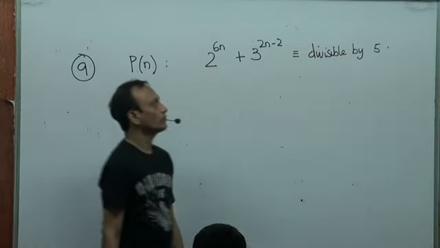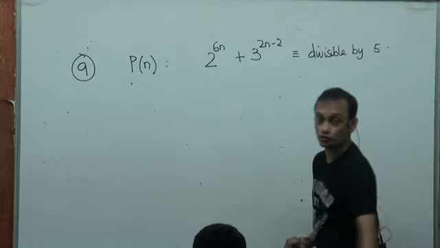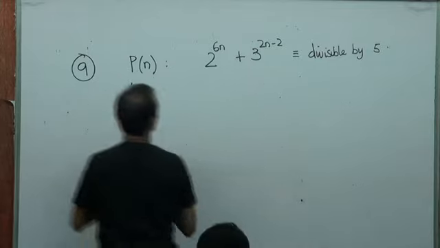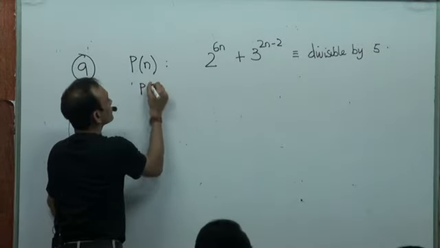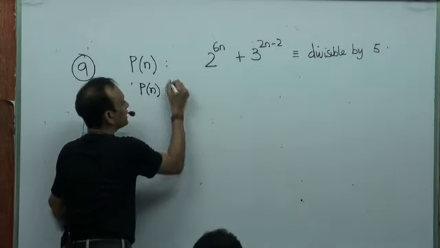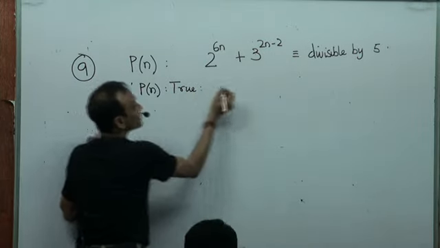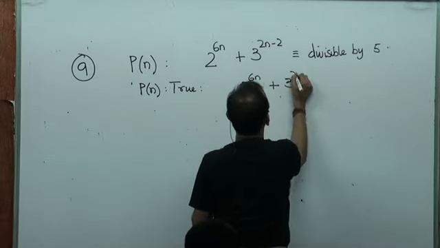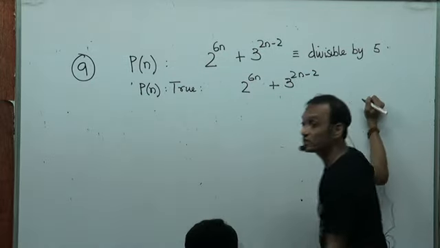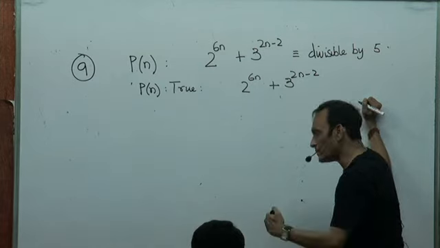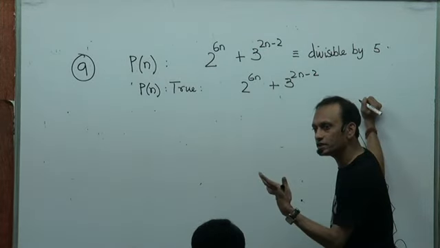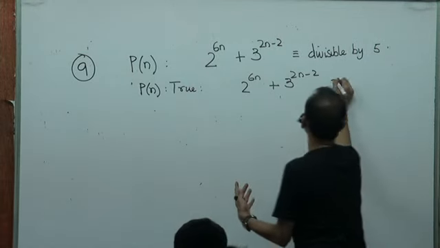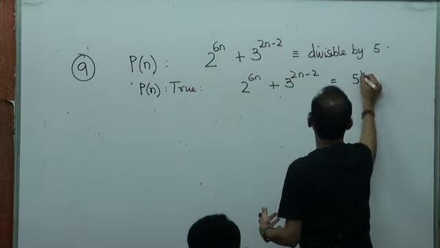Now, we will assume Pn to be true. That means Pn true means that 2 to the power 6n plus 3 to the power 2n minus 2 is divisible by 5. If it's divisible by 5, it must be 5 times an integer. If a number is divisible by 5, that number can be written as 5 times an integer k.